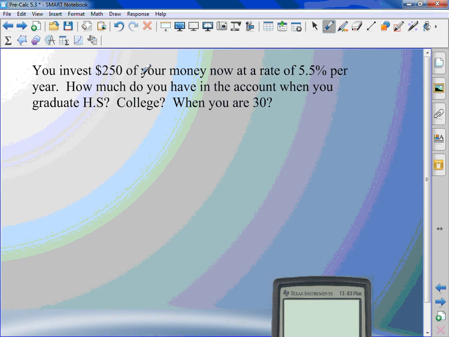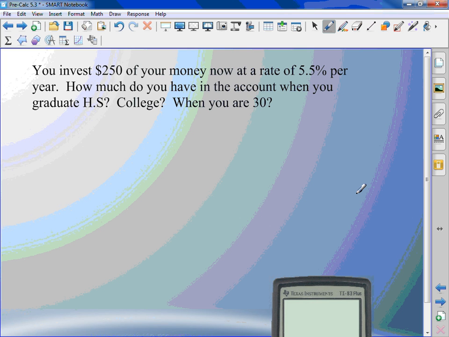Let's look at this problem. You invest $250 of your money right now at 5.5% per year. Here's the thing, this is really good. 5.5% now is very, very good. You're lucky if you get 1%. You have to put a certain amount in. $250, you're not going to get $1 million. Sorry. We're not miracle workers here.